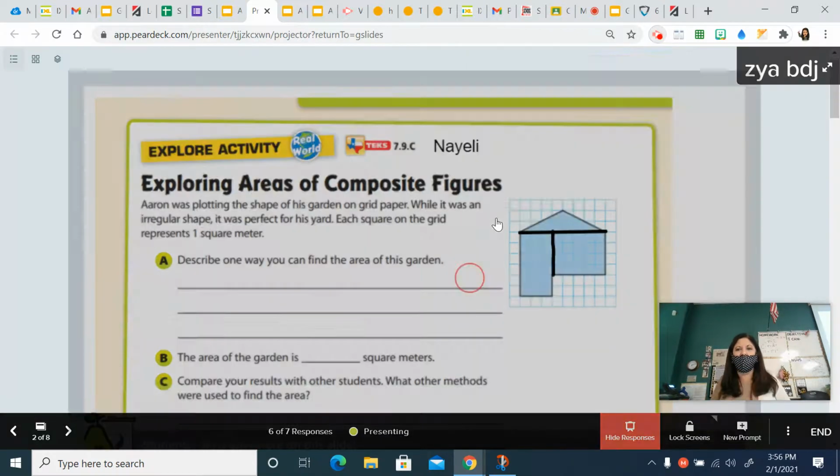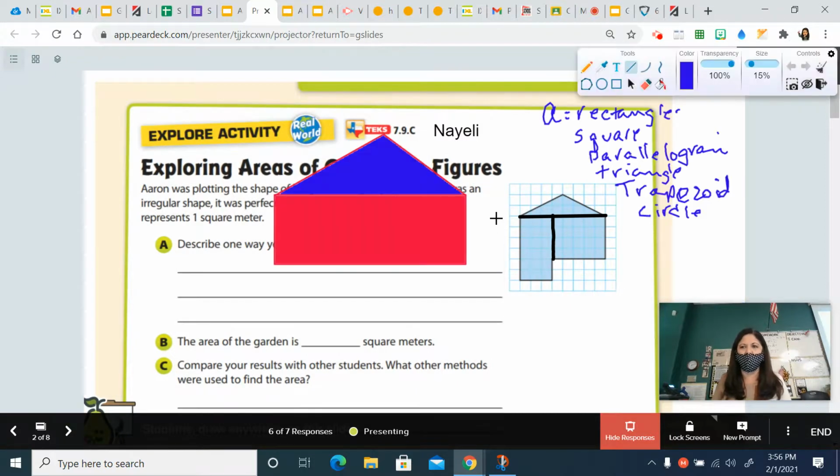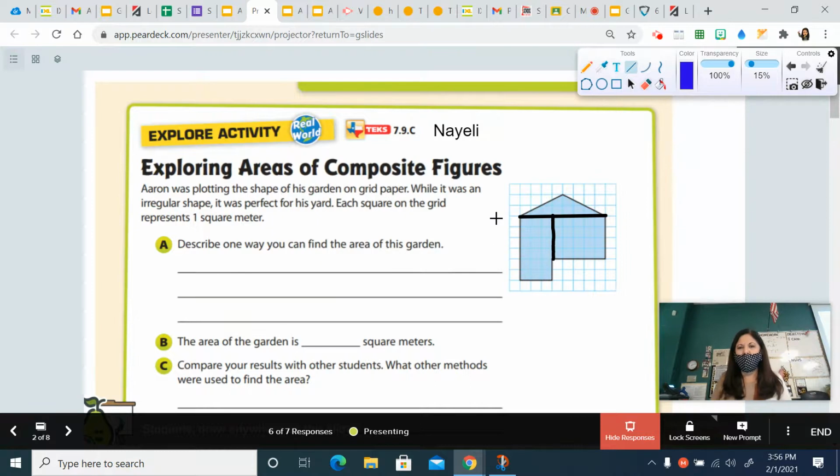All right, let's look and see what some people did. So this person cut it up into 3 equal parts, and they used 2 rectangles. So to find this, they would do length times width. And to find this, they would do length times width. What about this top one? What would they do to find the area of this? Base times height divided by 2. So those are 3 shapes that we are familiar with. You know how to find the area. Once you find all 3 of them, you add them up.